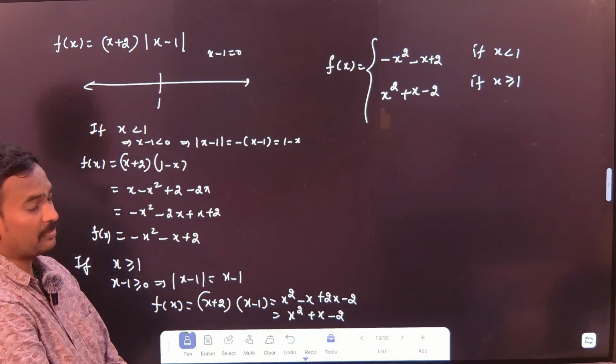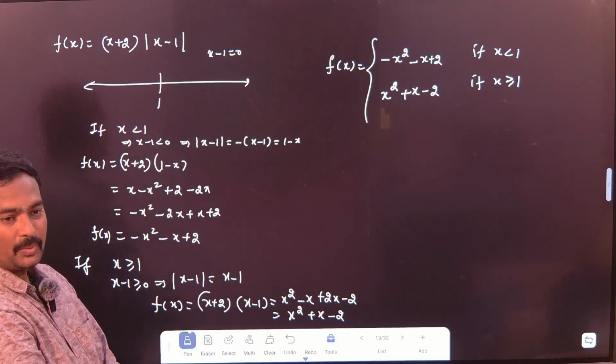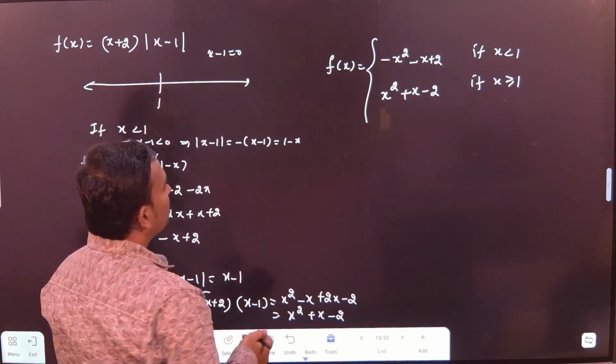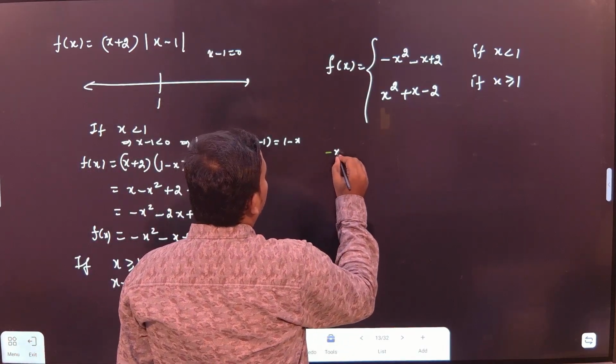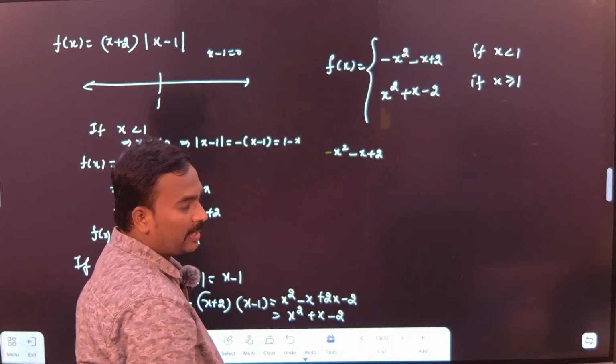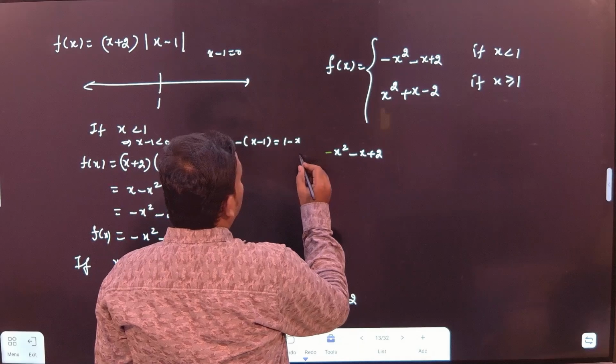Now, how to draw the graph? You can see this is a parabola. You can find the vertex of the parabola, right? So, first you can see minus x square minus x plus 2. Definitely a downward parabola, right? You can see.